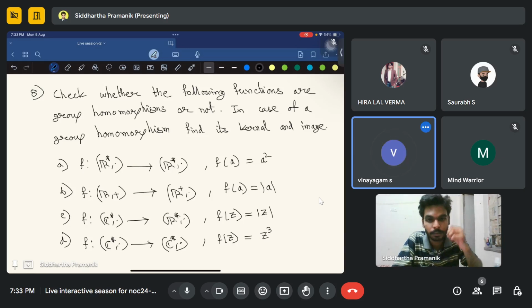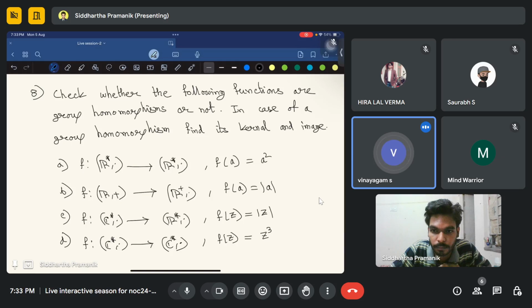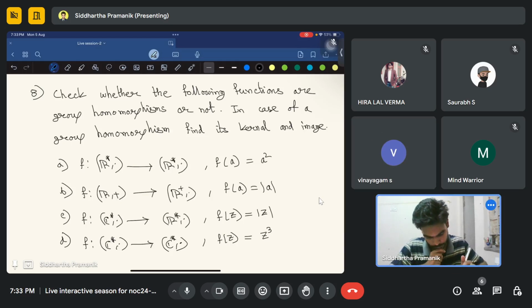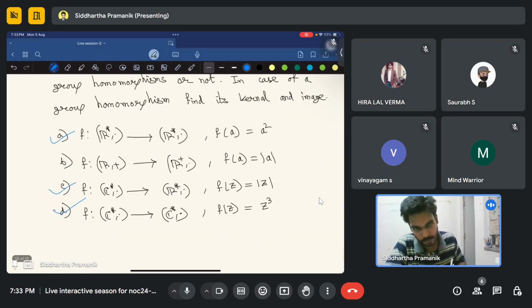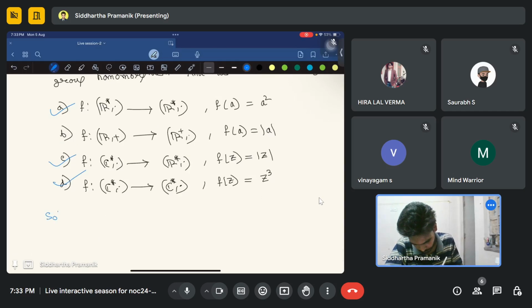Yes, okay, yes, answer is correct. So in case of A, C, D, they are homomorphisms. So let me write down this. I will come back to solutions. So can you find the kernel and image in these three cases?